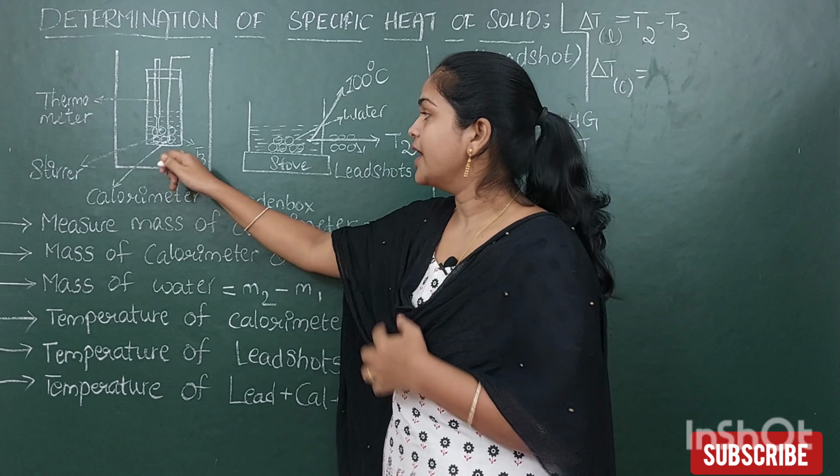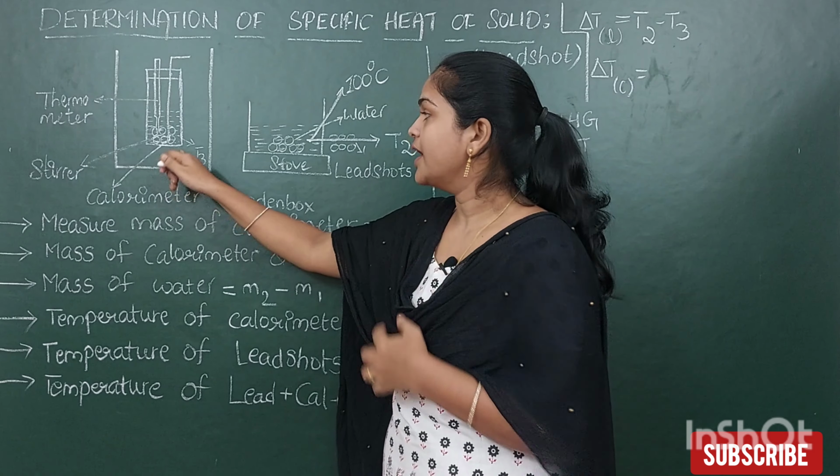We have to write about water's heat. So for water's heat, first you have to write the mass. What is the mass of water? The mass of water is M2 minus M1. So let's write here M2 minus M1. Next, we have to write the specific heat of water, denoted by SW. Next, the difference in temperature of water. So how much difference does water have? It is T3 minus T1.